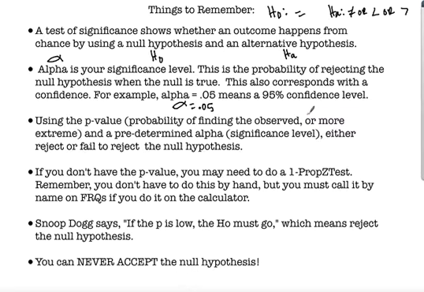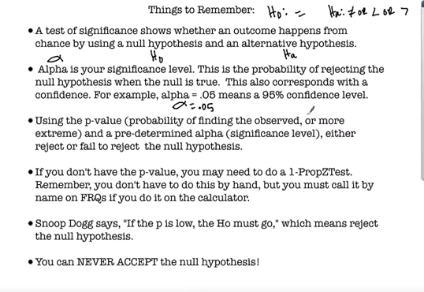It's also important that we know that this alpha is a predetermined value. So sometimes it will show up in your problem, and they'll tell you at a specific significance level. But if they do not give you an alpha for some reason, always use 0.05. So 0.05 is what you're going to use if they don't tell you what your significance level is.